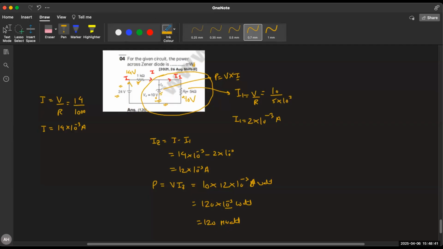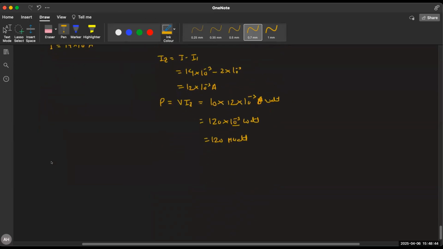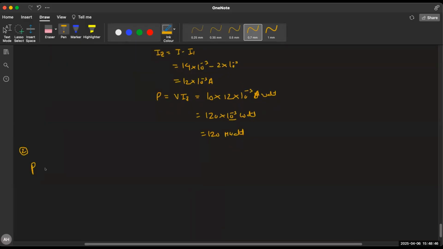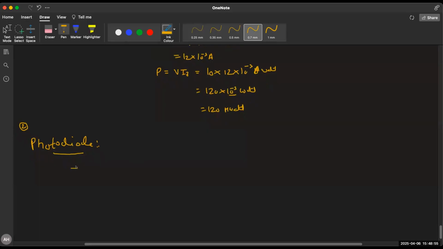Done, sir. Okay. Now, after this question, the next type of PN junction diode is the photodiode. Photodiode is transparent. So the modification in the diode is we make the region near the PN junction transparent. This is also used in reverse bias. This is used to detect intensity of light.